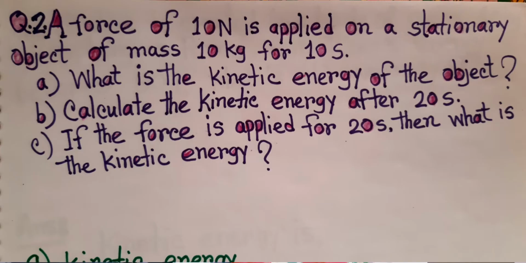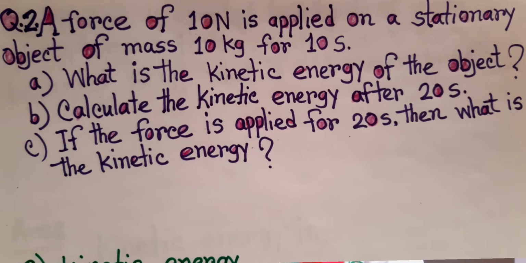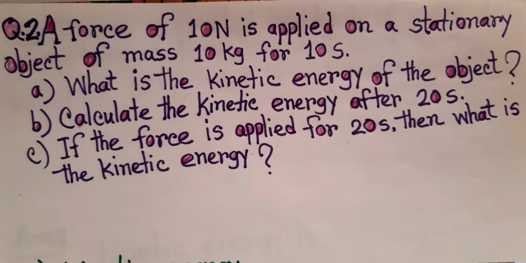A force of 10 Newton is applied on a stationary object of mass 10 kilogram for 10 seconds. So here the mass of the object is 10 kilogram, for how much time? 10 seconds. And here a force of 10 Newton is given also. Here F equals 10 Newton. What is the kinetic energy of the object?